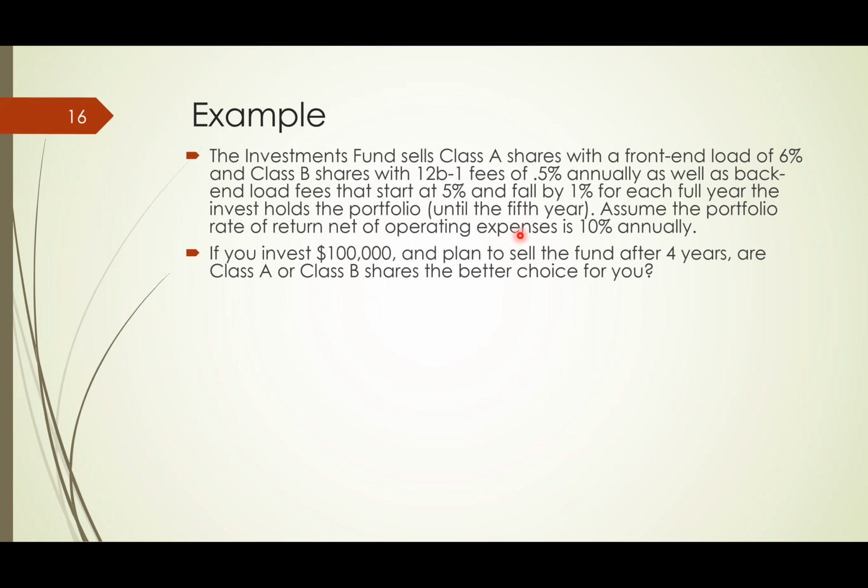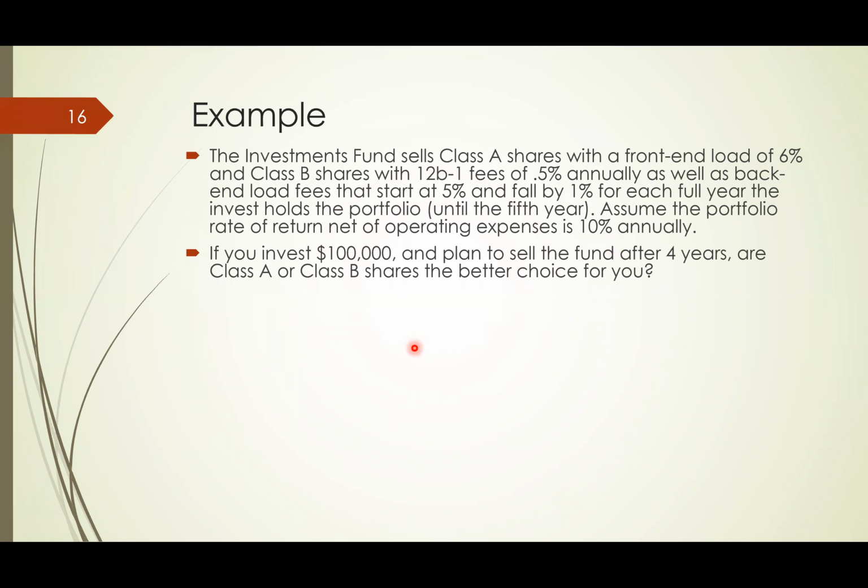In this example, Class A charges a front-end load of 6%. Class B charges 12b-1 of 50 basis points per year, as well as a back-end load that starts at 5%. The back-end load will fall by 1% for each full year the investor holds the portfolio. So in other words, after the 5th full year, the back-end load will go to 0. We assume the portfolio rate of return net of operating expenses is 10% per year, and that applies to both Class A and Class B shares.